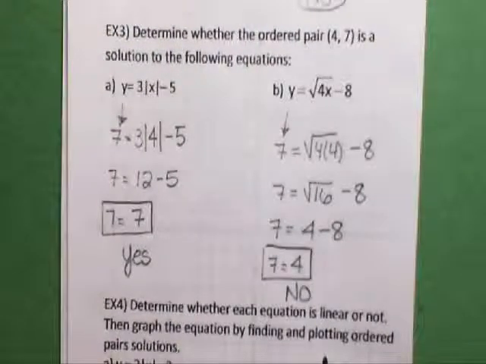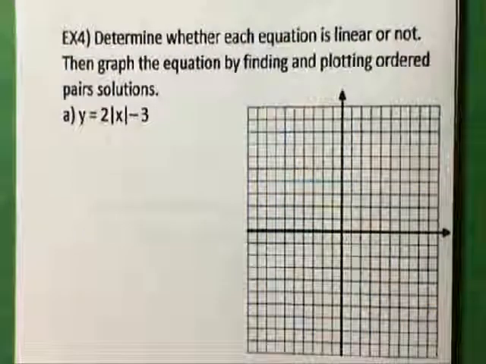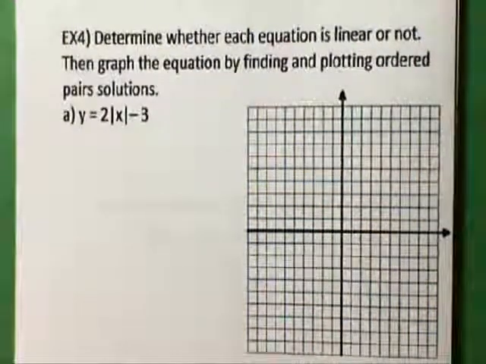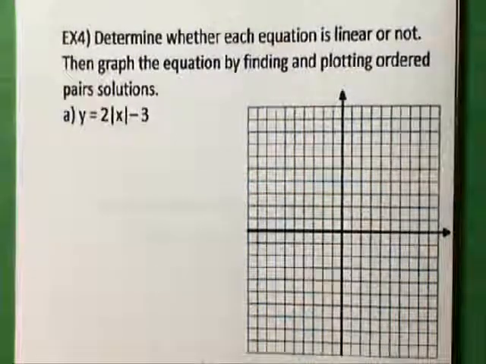Let's go ahead and go to example number 4. Alright, this is example number 4. And it says determine whether each equation is linear or not. Then graph the equation by finding and plotting ordered pair solutions. Okay, basically, what is a linear equation, or what is a linear graph?